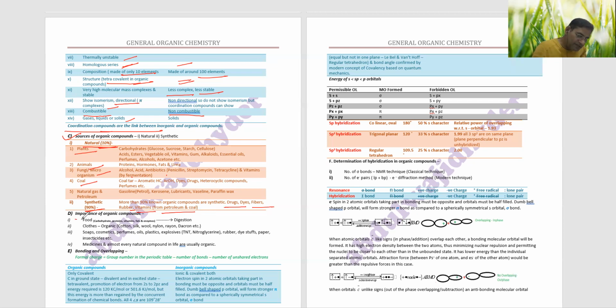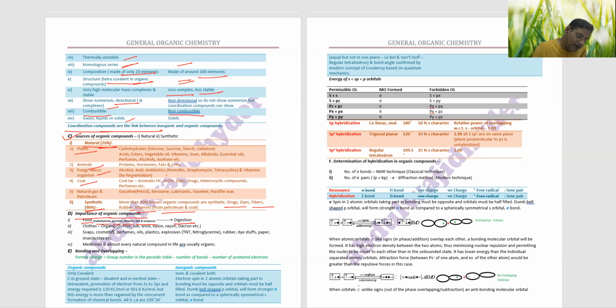What is the importance of organic compounds? Your food is an organic compound. In food, carbohydrates, proteins, vitamins, fats, and enzymes are there, and in the process of digestion, these foods will be absorbed by your body.